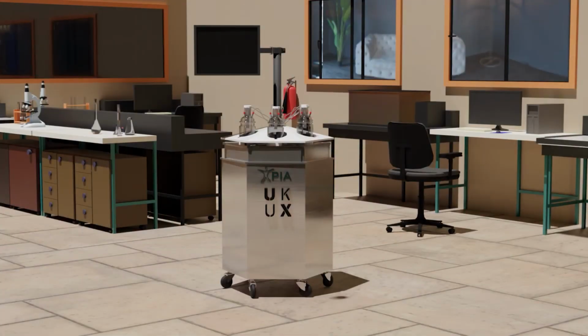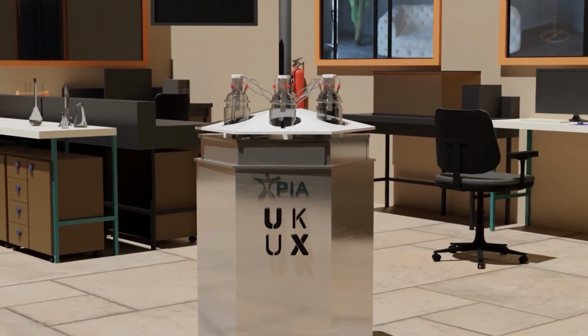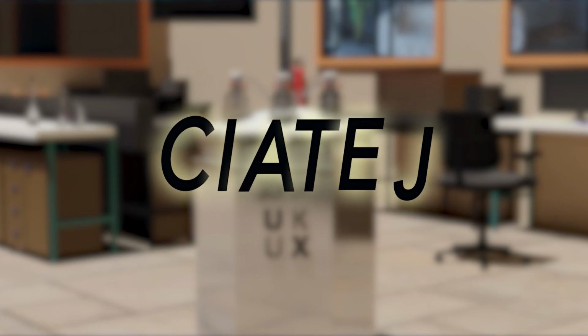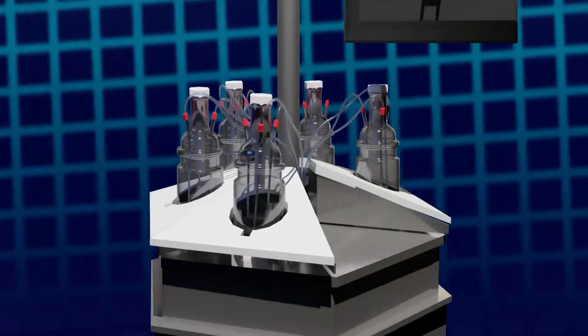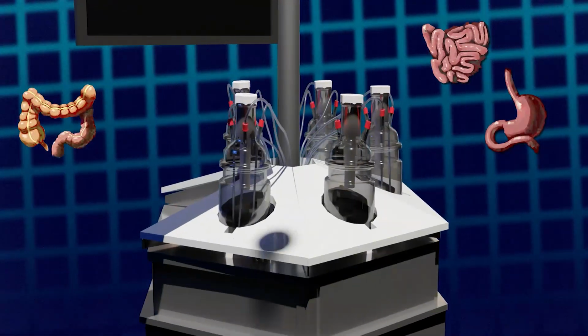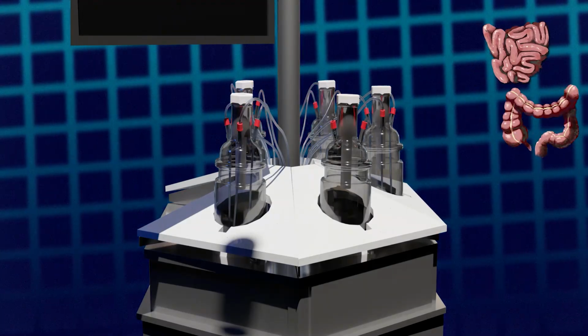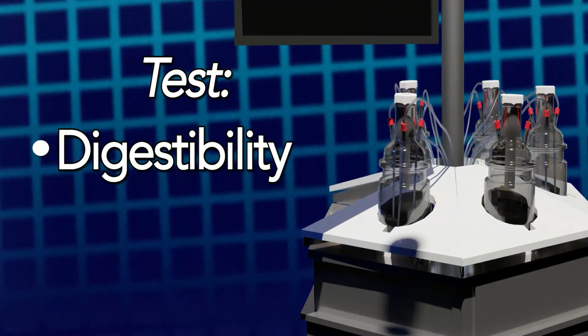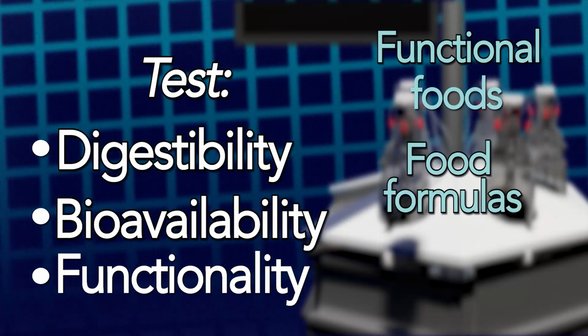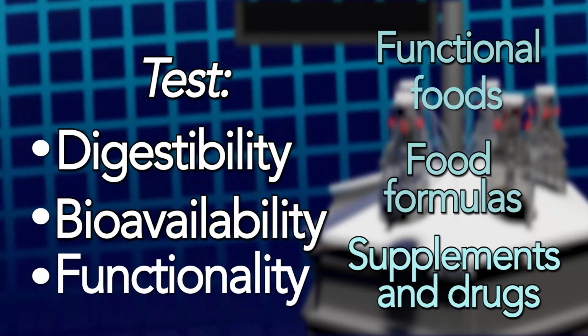The UKUX is a semi-automated system simulator of the human digestive tract. This innovative high-tech machine, CIATEJ's technology, simulates the digestive process through 5 stages in 5 different reactors: stomach, small intestine, ascending colon, transverse colon, and descending colon. With the simulator, we can test the digestibility, bioavailability, and functionality of functional foods, food formulas, supplements, and drugs in certain populations.